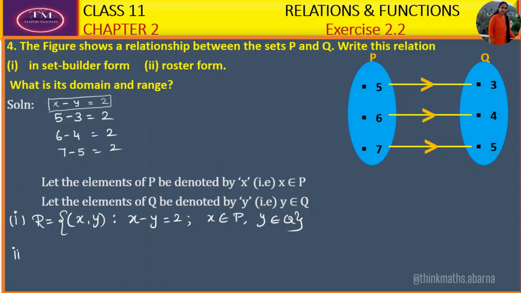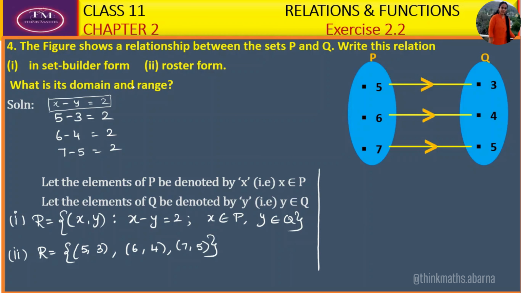Now second one, roster form. Now we have to write the ordered pairs. 5 comma 3, 6 comma 4, 7 comma 5. That's all. So this is the relation in roster form. Okay. The first element should be from P and the second element should be from Q. So this is the rule you have to follow to write in roster form. Okay. Next, what is the question?